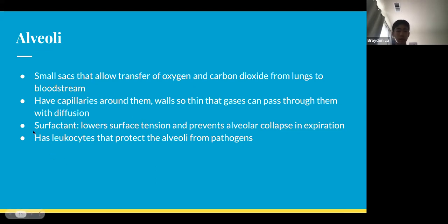The lungs also need to be protected from pathogens. So one thing alveoli have are leukocytes that help protect the alveoli. Leukocytes are sort of like white blood cells, and they just help get rid of the pathogens.